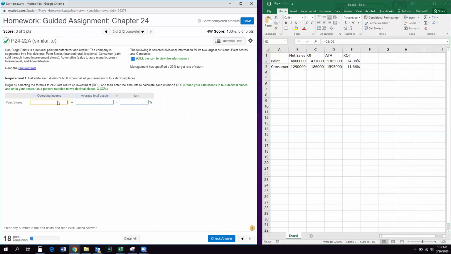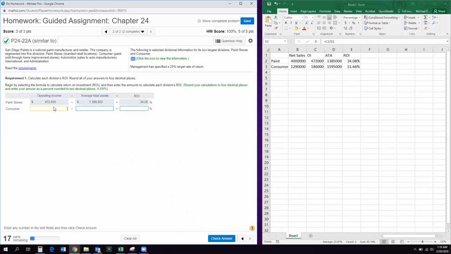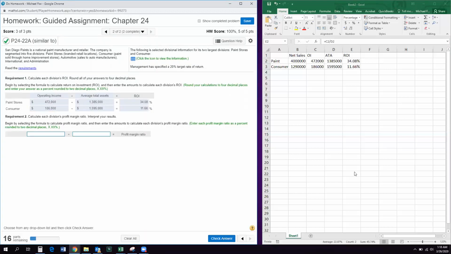So the paint store operating income 472,000, average total assets 1,385,000, and our ROI is 34.08%. For our consumer stores, our operating income was 186,000, average total assets 1,595,000, and our ROI was 11.66%. What's nice about Excel is once we do the formula once, we can just fill it and do it for both. So the next thing it wants us to do is our profit margin ratio.